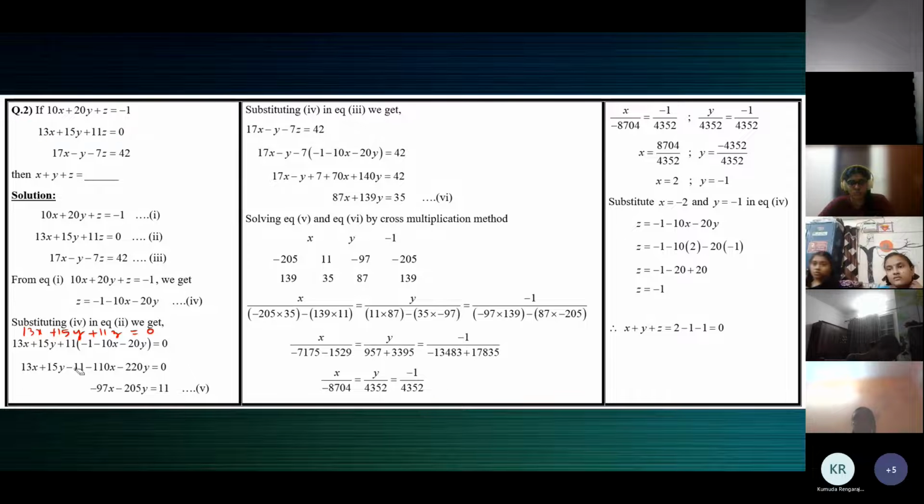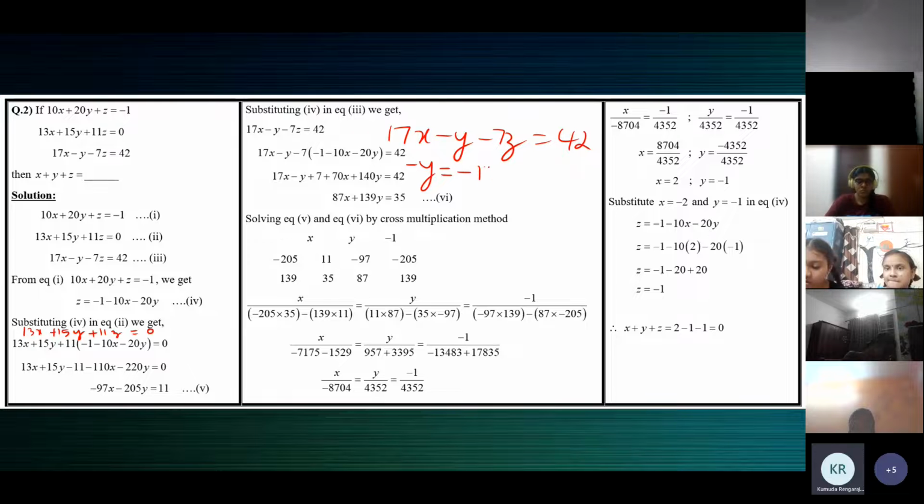Ma'am, there is minus y, so I got confused. Yes, I'm coming to you, 1 minute. So where's the third equation? 17x minus y minus 7z is equal to 42. So you will get minus y is equal to minus 17x plus 7z plus 42, correct?